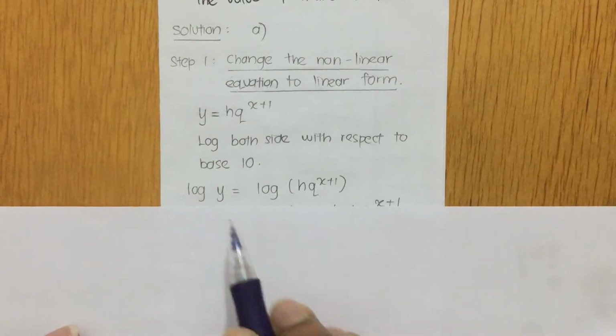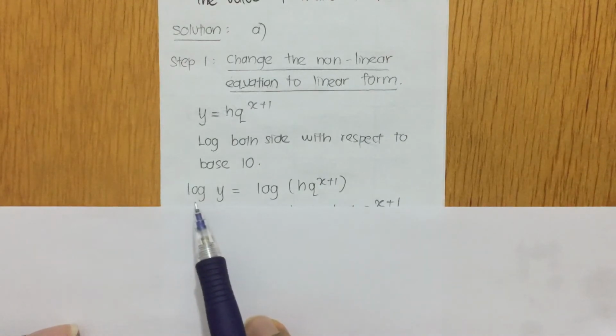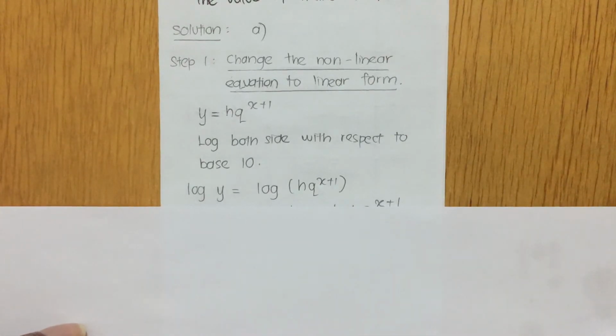So you might be wondering why you don't write a base 10 over here. It is understood, guys. Okay, if you just write here log y or you write here log 10 y, it is understood it is a base 10. Okay, but remember guys, it is only applicable for base 10 only. Okay, so let us continue.